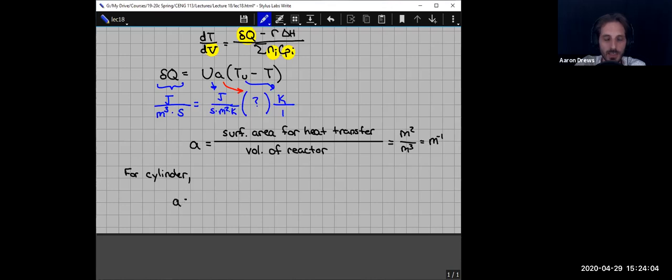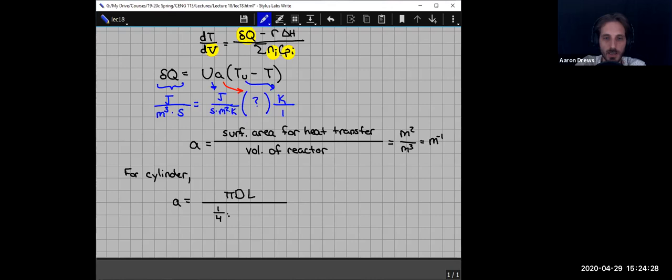if we wanted to calculate A, the surface area of a cylinder, let me draw my ratio here first. The surface area of a cylinder is pi times D, right? That gives you the circumference of a cylinder times the length of the reactor, whatever that length happens to be. So pi DL. The volume of a cylinder in terms of diameter is a quarter pi D squared times L. Right, so that's the cross-sectional area of a circle multiplied by the length that you go down a tube or a reactor in this case, and that gives us a volume. As a result, this becomes 4 over D.